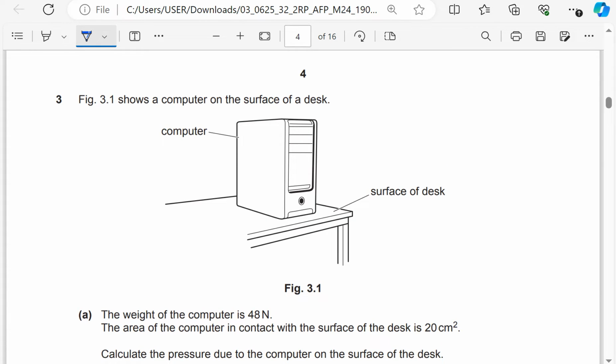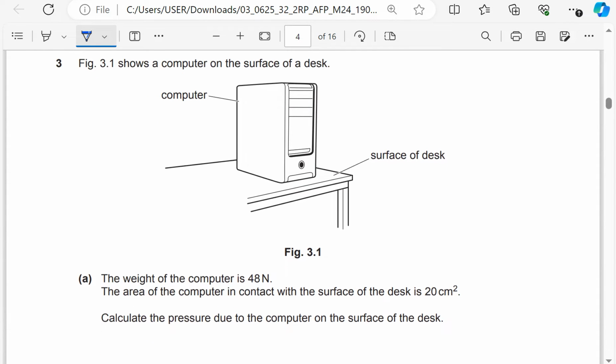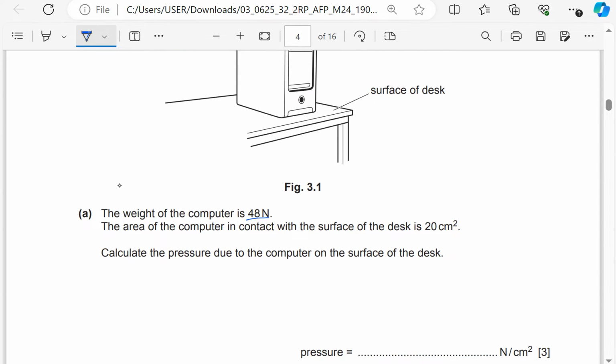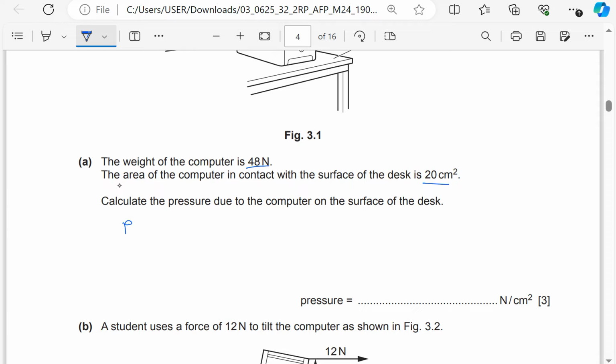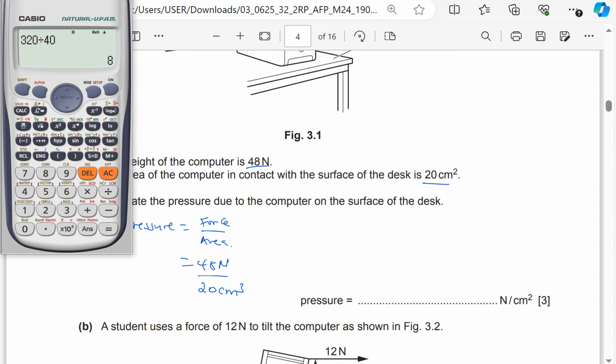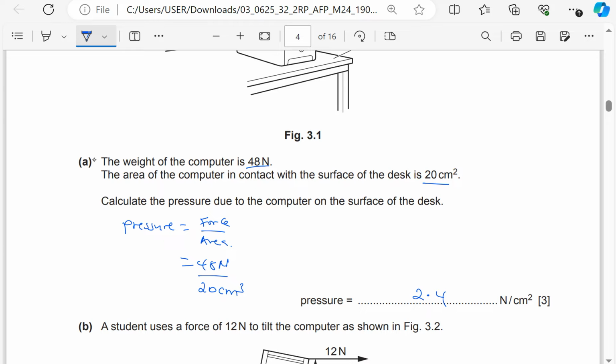The figure shows a computer on the surface of a desk. The weight of the computer is 48 newtons. The area of the computer in contact with the surface is 20 centimeters cubed. Actually, the pressure. So we know that pressure is equal to the force over the cross-sectional area. The force is 48 newtons. The area is 20 centimeters. So 48 divided by 20 gives me 2.4. They want the answer in newtons per centimeter squared, so it is 2.4 newtons per centimeter squared.